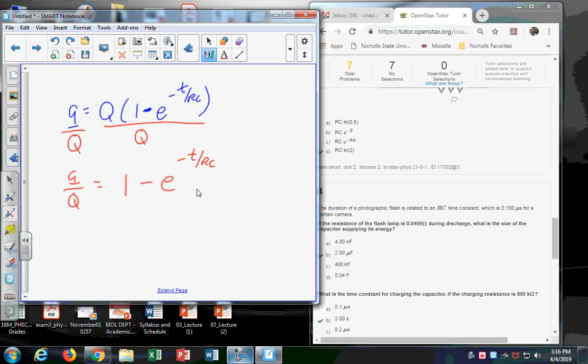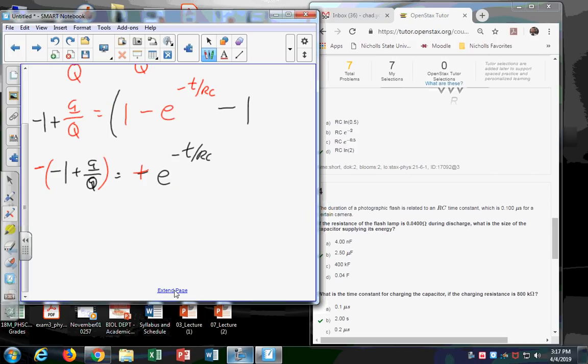And I want to get that exponential all by itself. So I subtract 1 from both sides. So I get negative 1 plus q over Q equals negative e to the minus t over RC. And then I would take the negative of both sides, so this would become positive. I would negate this, whatever number that is. Most of you will probably do this piecemeal, putting in the numbers. That's usually how students do it. And then I would take the natural log of both sides.